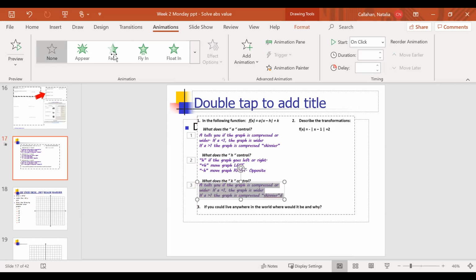Okay, K is going to tell you if the graph moves up or down. If you have a positive K, the graph moves up. If you have a negative K, the graph moves down. So with this one, it's not opposite. So just keep that in mind.